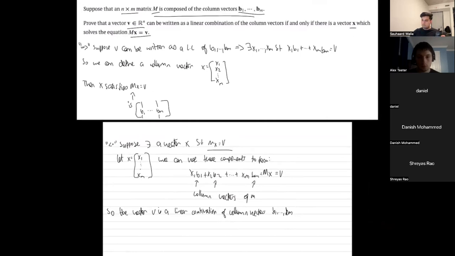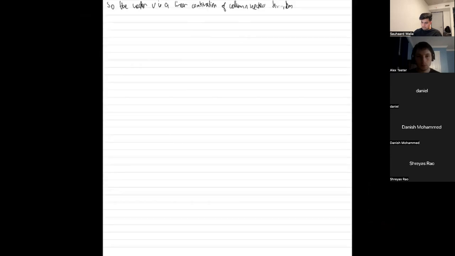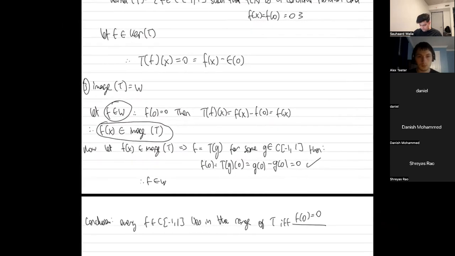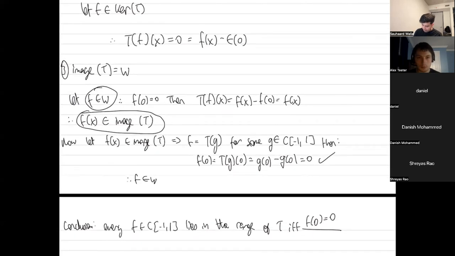Hi, a quick question. Can you go back to the last question, about how you prove the image? I get the part where you have to find that the image of T equals W, and that F exists within W, but for the part with F equals TG for some G that exists within the interval from -1 to 2, how did you get F0 equals 0 for the image? How did you get that the image lies in the range of T if F0 equals 0?